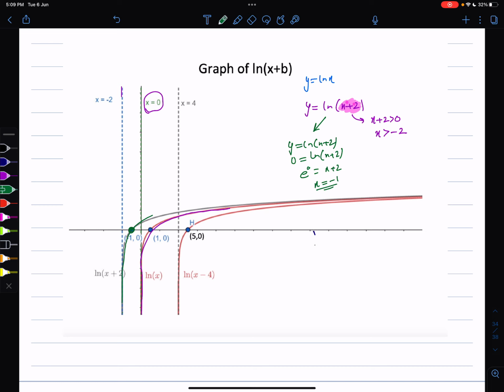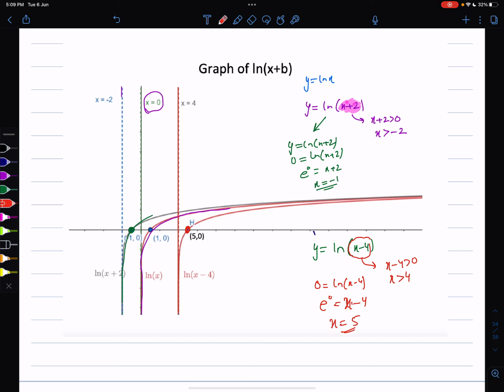And now for the equation y equals ln(x minus 4), this function is going to be defined for the values where x minus 4 is greater than 0, which means x values must be greater than 4. So the vertical asymptote is going to be x equals 4. The graph is going to be drawn after 4. So you can observe that the graph starts after 4. To find the x-intercept, we are going to substitute y as 0. So e to the power of 0 is equal to x minus 4, x equals 5. So the x-intercept is going to be 5.